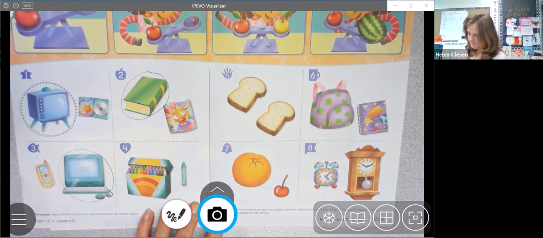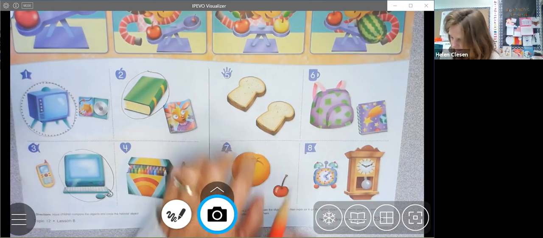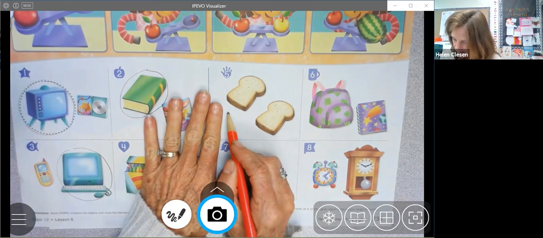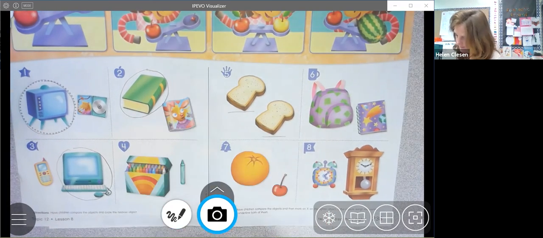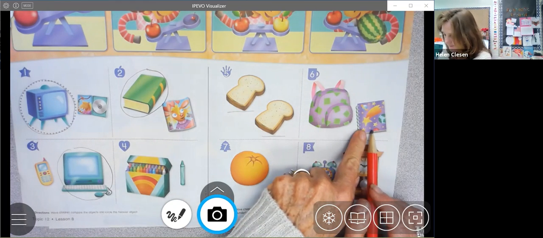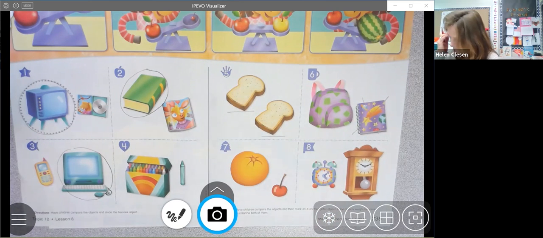Let me see here. These, a piece of bread, a piece of bread. Well, I'm thinking they're the same. So they told us to underline. Let's look here. This is heavier. This is lighter. Put an X on the one that is lighter, is what it says.